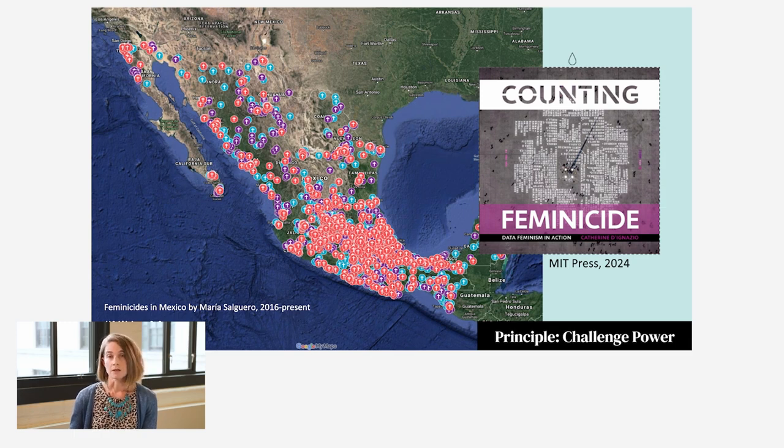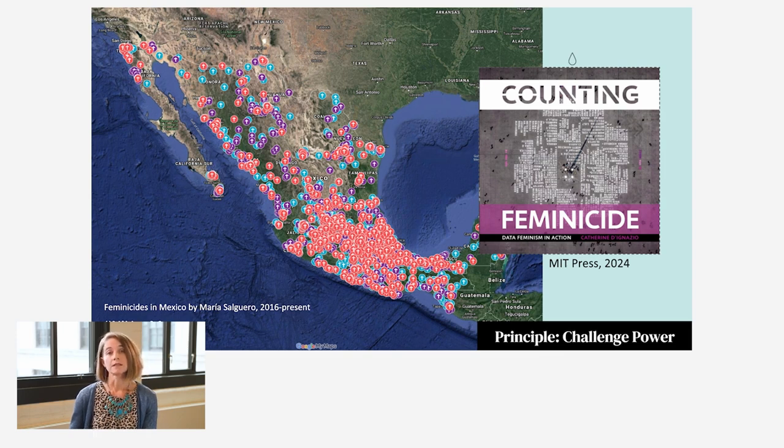Now, for those of you who may not know, feminicides are gender-related killings of women and girls, and they include cisgender and transgender women. They are legally defined as crimes in the majority of Latin American countries, including in Mexico, but the state does not systematically collect and publish data on feminicide. So Maria Salguero was frustrated by the lack of formal action and the lack of implementation on laws that are actually on the books in her country.